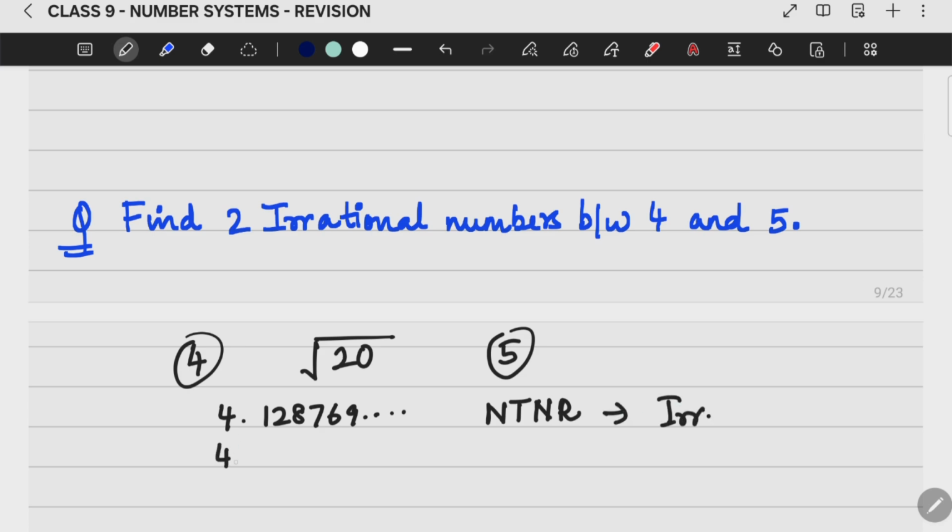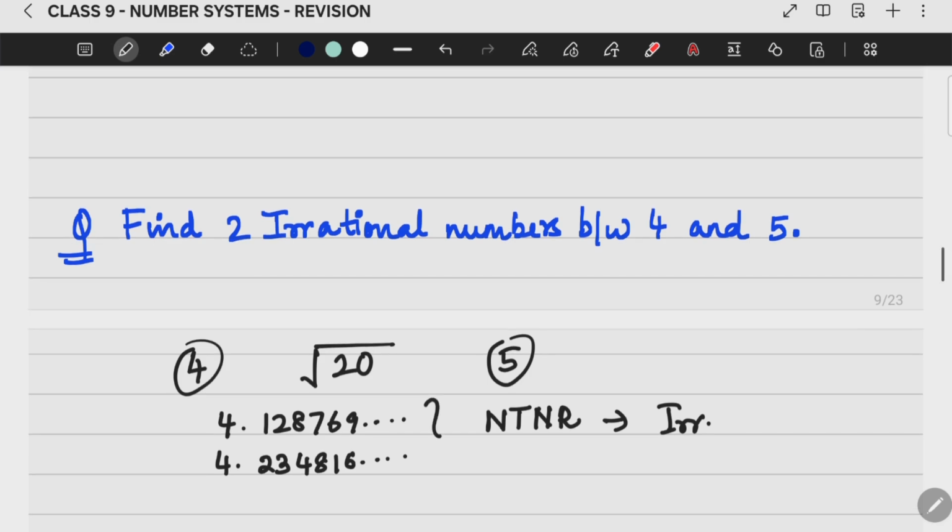You can randomly write some number which is greater than 4, for example 4.234816 and it goes on. This is also another non-terminating, that means it's never ending, and not repeating as well. So you can write any number, just make sure they are not repeating. Okay, so that's the answer.